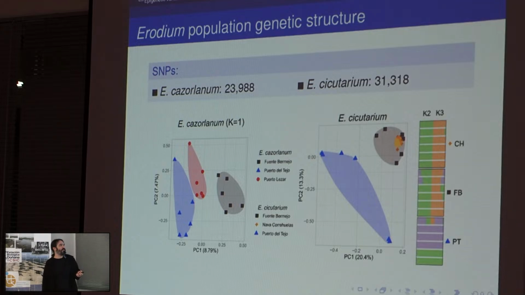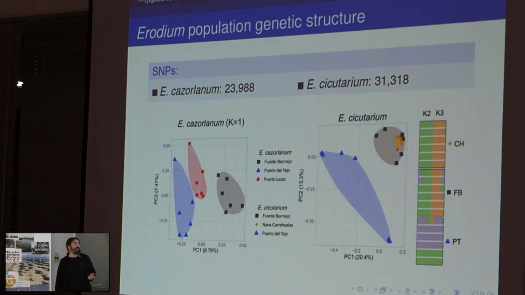With Erodium cicutarium, we got that two of the localities cluster almost together. They stick together, and the third locality had two clear groups. One of these with these 4 individuals, another with these 2 individuals. The variance explained by the PCA for the first PC was about 20%, combined with this other one, that's 33% of the variance. That is definitely more than what was explained in Cazorlanum.